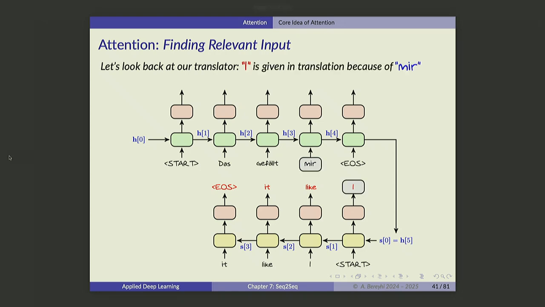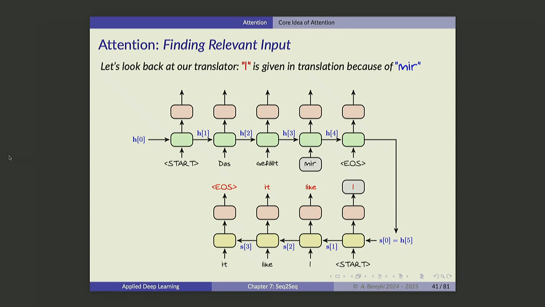Now, what does it mean? What do I mean by paying attention? It means that when I am going to translate the first token, this "I", right? If I do have the idea that this token is going to talk about "mir", the last token in the German sentence, then if I just pay attention to that, it's going to increase the chance of me simply saying "I", right?